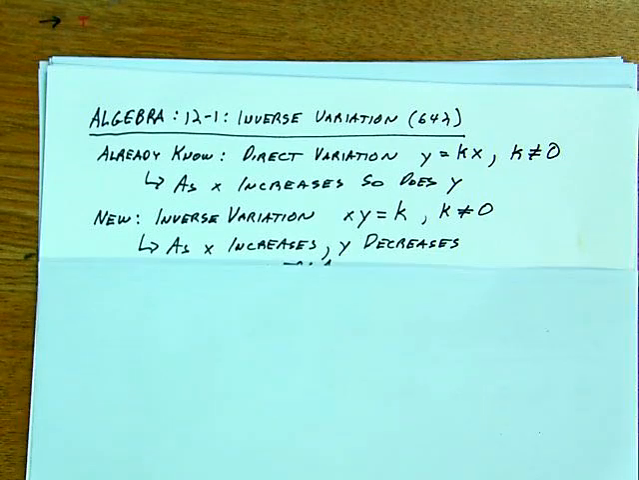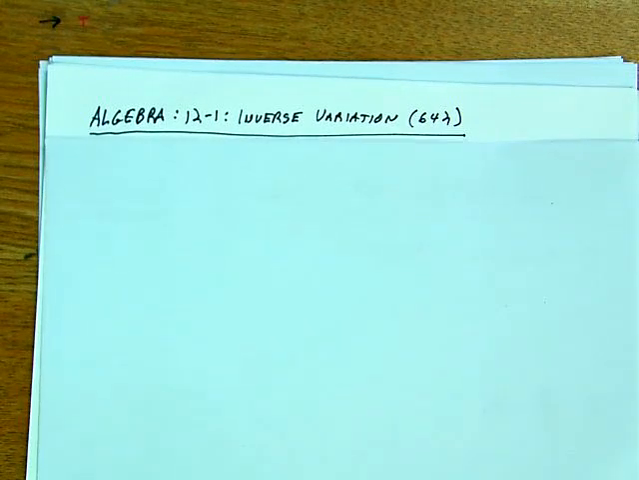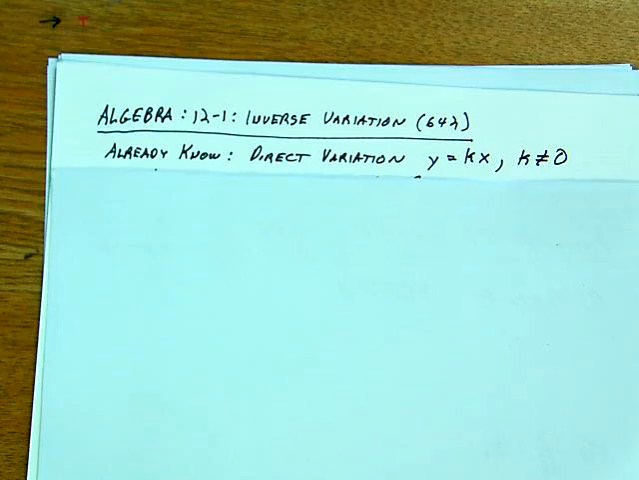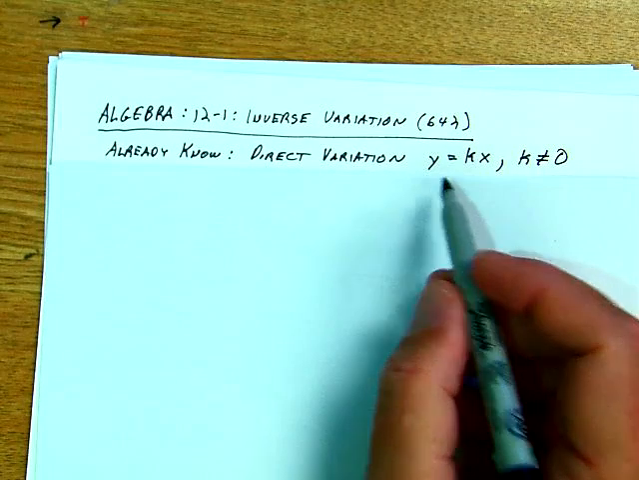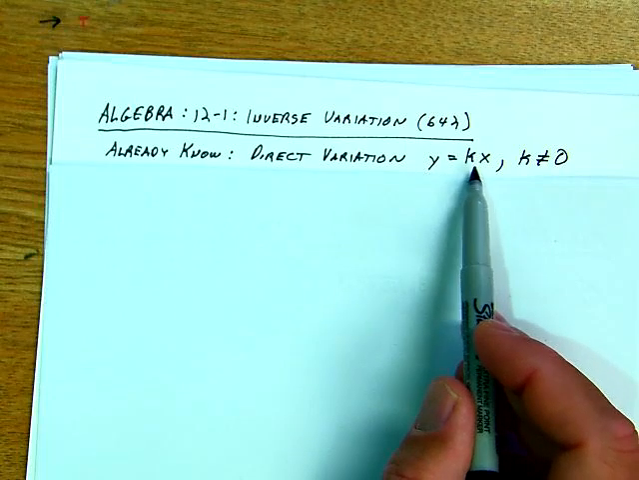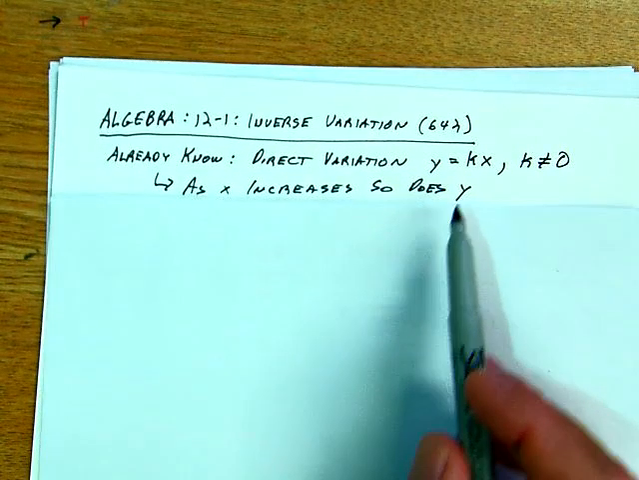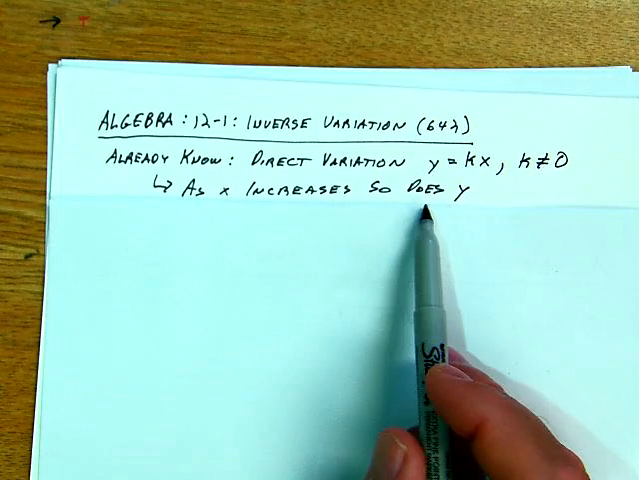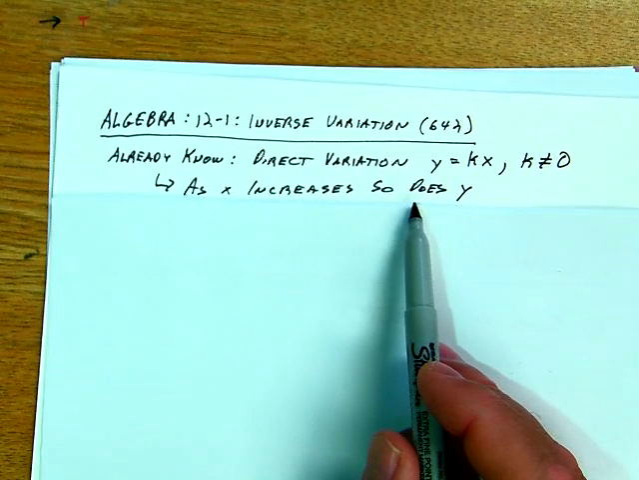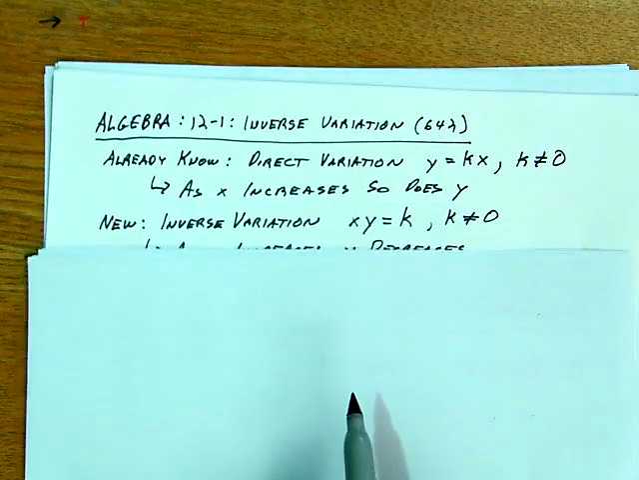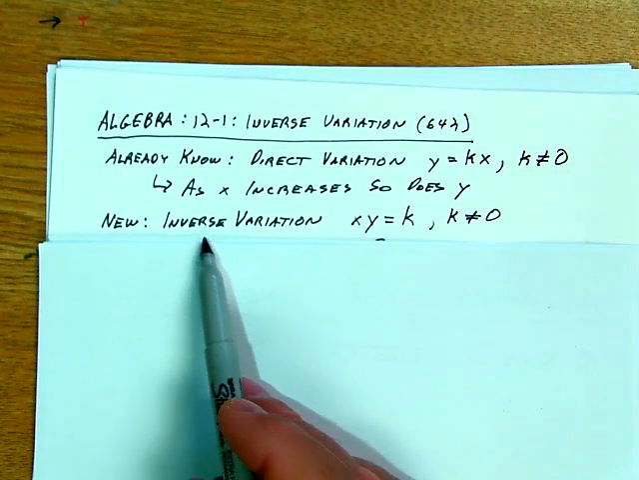Okay, let's start lesson 12.1 in your book, page 642, inverse variations. In inverse variations, we're talking about something we already know to start with, direct variations. If you remember, a direct variation is y equals kx, for some constant value of k. So as x gets bigger, y gets bigger, both ways. Okay? What we're going to talk about today is kind of the opposite of that, the inverse variation.